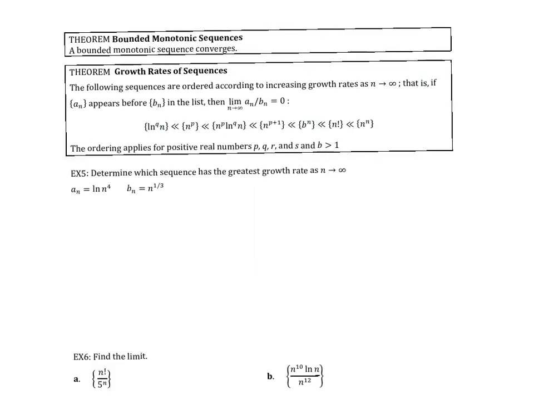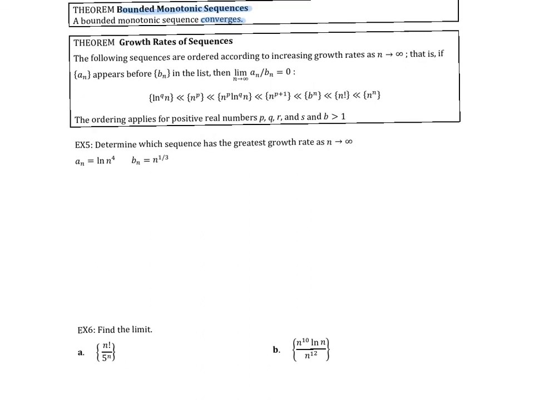Moving on. Some theorems that may be helpful for you is the bounded monotonic sequence theorem. So if we do have a monotonic sequence that is bounded, then it's going to converge. You don't have to do any computations. You don't have to take the limit. So that's a nice little trick.